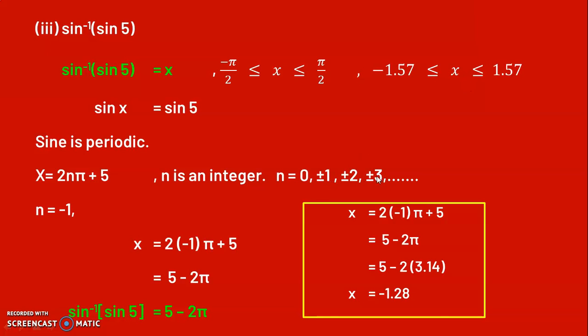So this is beyond this interval, that is, it is not within the interval. So likewise if we apply different values other than minus 1 also, you will get values beyond this interval. Okay. So not within this interval. So only for minus 1 will we get the value minus 1.28 within this interval. Okay. So we substitute n as minus 1 and we got the value of x as 5 minus 2 pi. So therefore sin inverse of sin 5 is equal to 5 minus 2 pi. Okay. So we have found the value for all the subdivisions in this problem. So that's all about the problem.